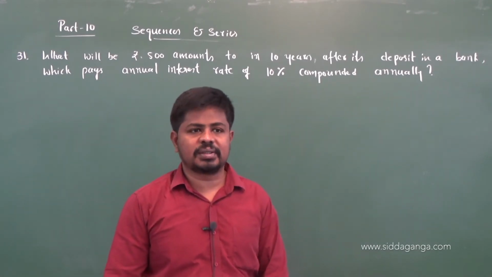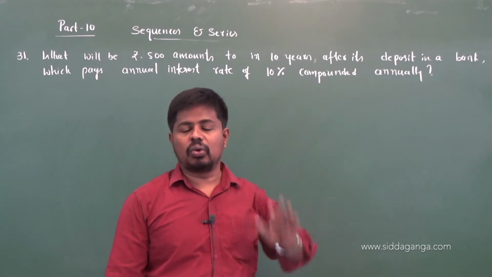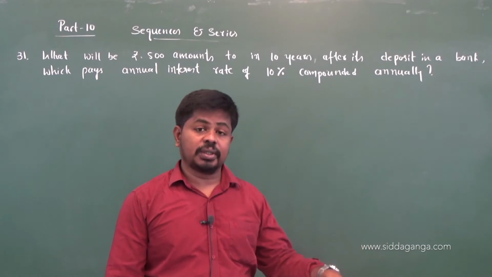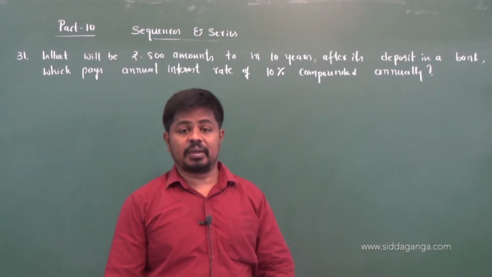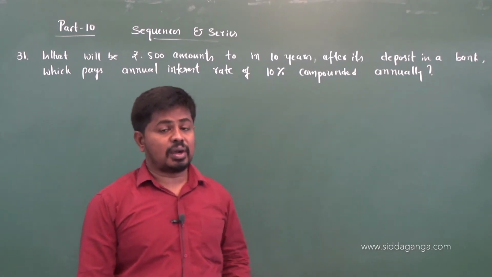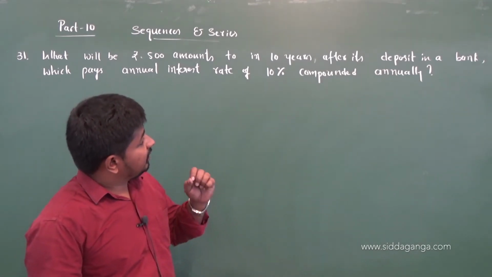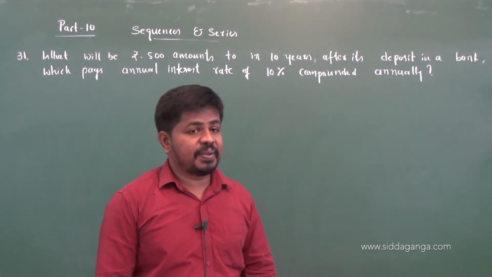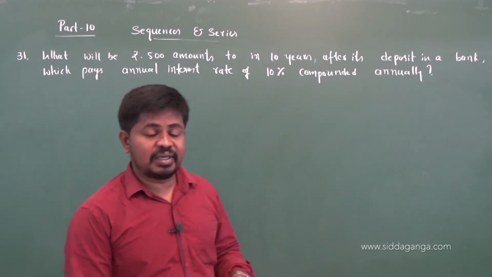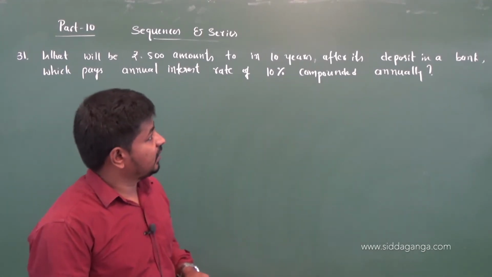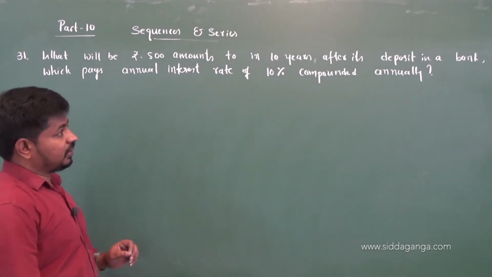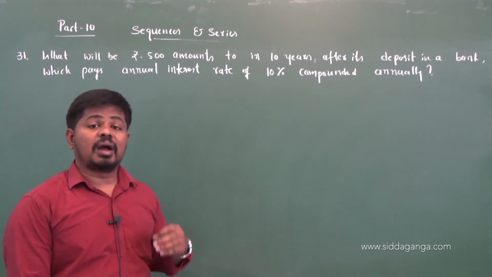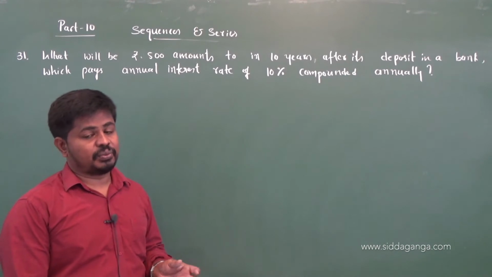What do you mean by compound interest? Compound interest is interest on a loan or deposit, and it can be calculated based on both the initial amount and the accumulated interest from previous periods, right? This is the compound interest. Here interest is annual interest. Bank is paying an annual interest of 10% every year, right? Annual in the sense every year. Then if it pays a compound interest of 10% every year, what will be the amount after 10 years? That's the question. Hope you got it.